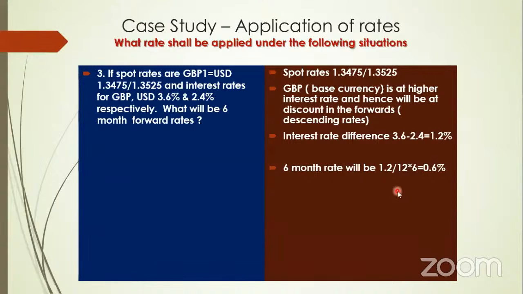Now go to this importer. What will be the 6 month forward rate, only they are asking. So the forward rate, 6 months forward rate. First you calculate the buying rate. Buying rate, what you will do? 1.3475 you key in. Now you have to put the minus button. All of you work out.